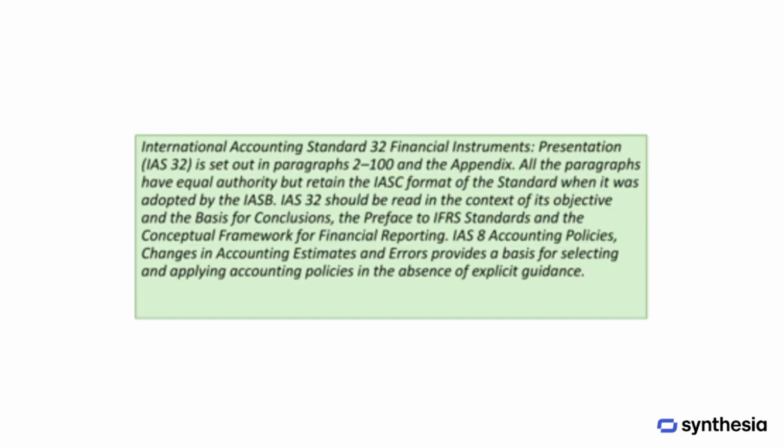IAS 32, which deals with the presentation of financial instruments, is organized into numbered sections and an appendix. Each section carries equal authority, reflecting the original format of the standard when it was adopted. To fully understand IAS 32, it should be considered in the context of its overall objective, the supporting explanations provided in the basis for conclusions, the preface to IFRS standards, and the conceptual framework for financial reporting. When specific guidance is not provided, IAS 8 helps in selecting and applying appropriate accounting policies.